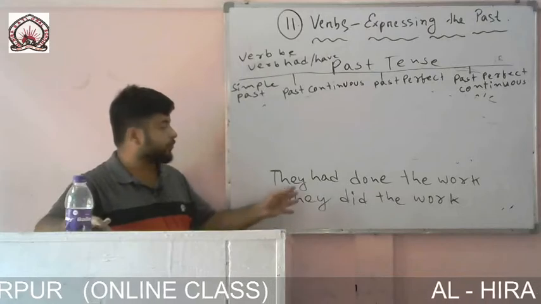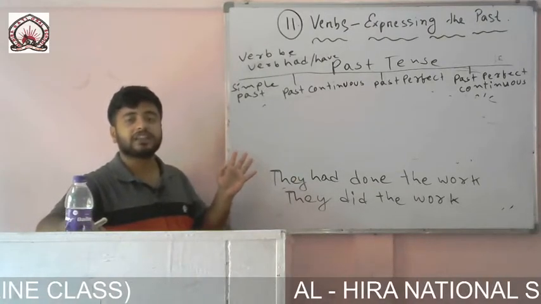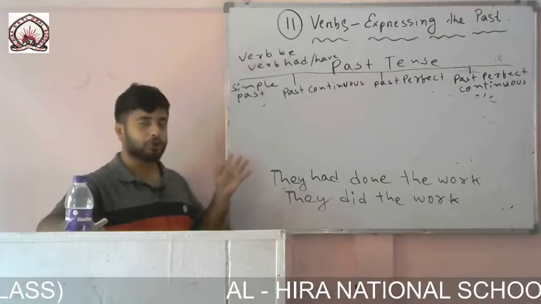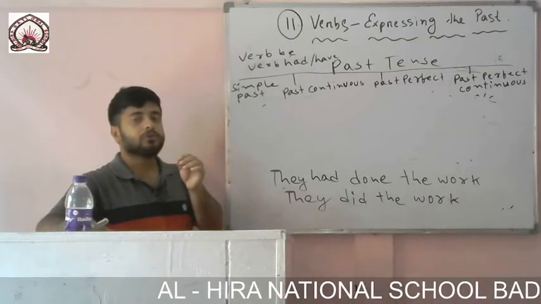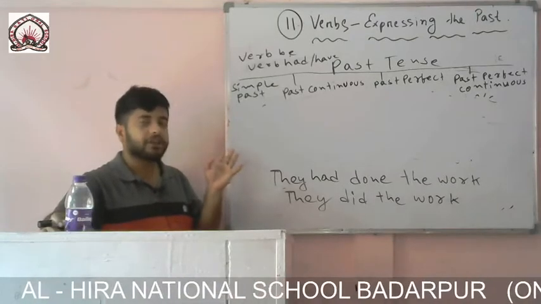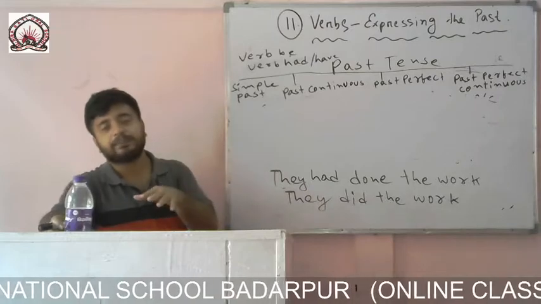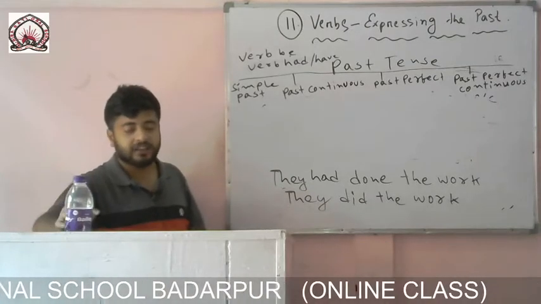We are not to use had for one action. Understood or not? Past perfect. If two actions take place in the past, then we are to use had. We are to use what? Had for the first action. That means past perfect for the first action and past indefinite for the second action.